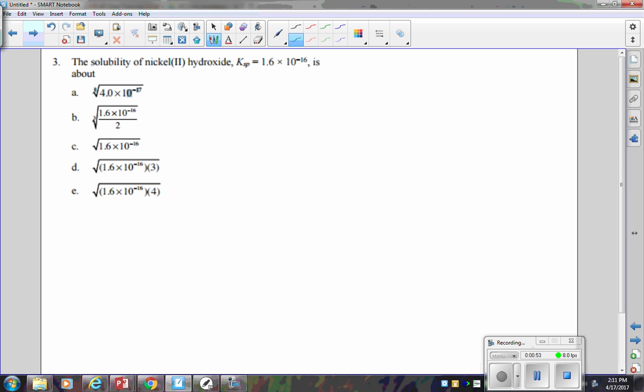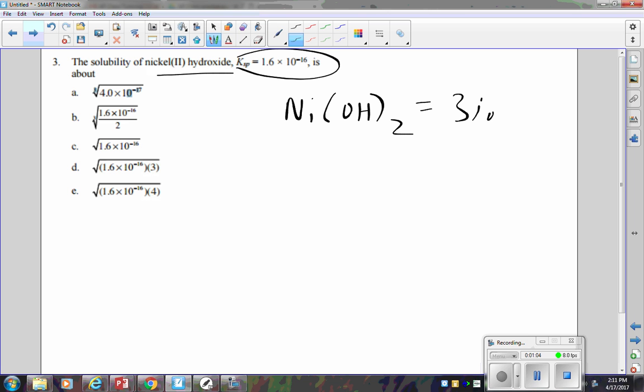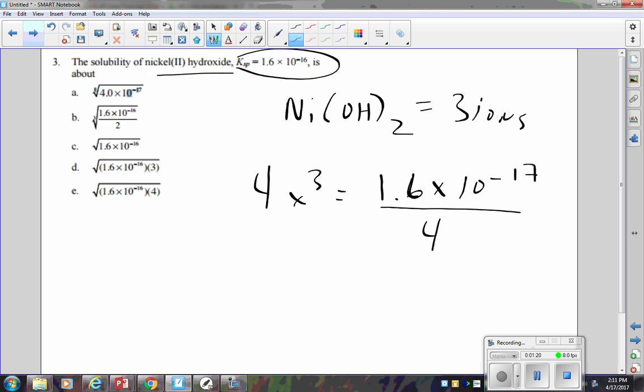Next one, they're telling you Ksp. Now, they give you Ksp, we have to do it without a calculator. Remember, nickel hydroxide is Ni(OH)2. That's equal to 3 ions, right? So if you think about it, it's basically 4x cubed is equal to 1.6 times 10 to the negative 16th. Well, if we're going to solve this, the first thing we're going to do is divide by 4. When we divide by 4, it's the same thing as 4.0 times 10 to the 0 power.